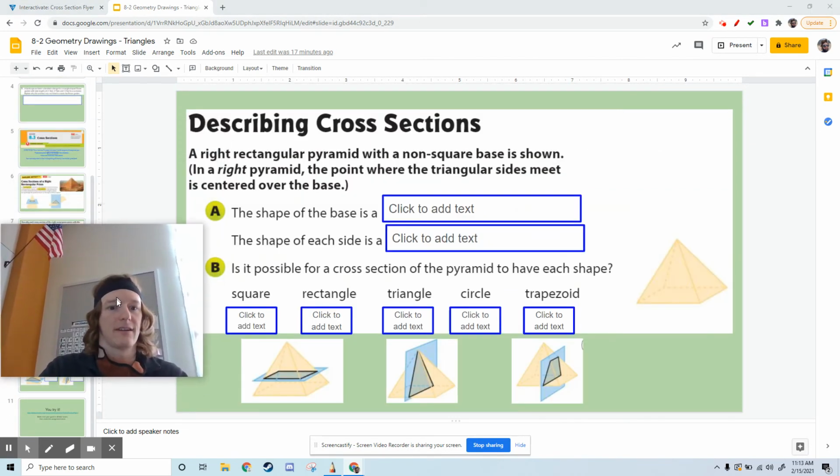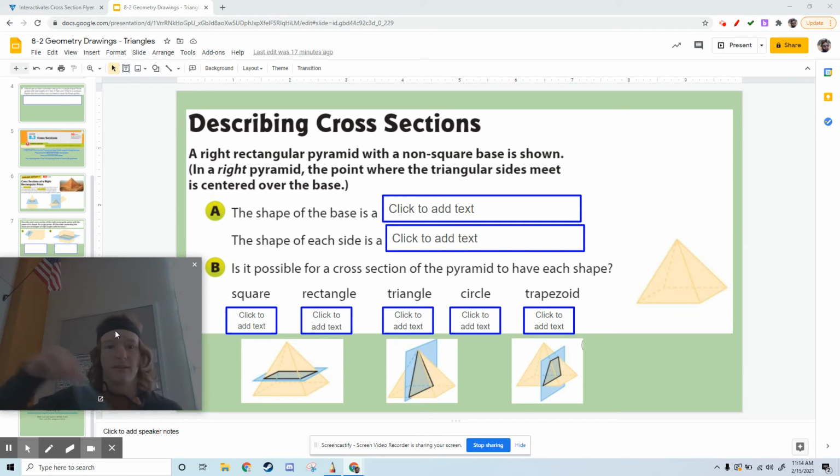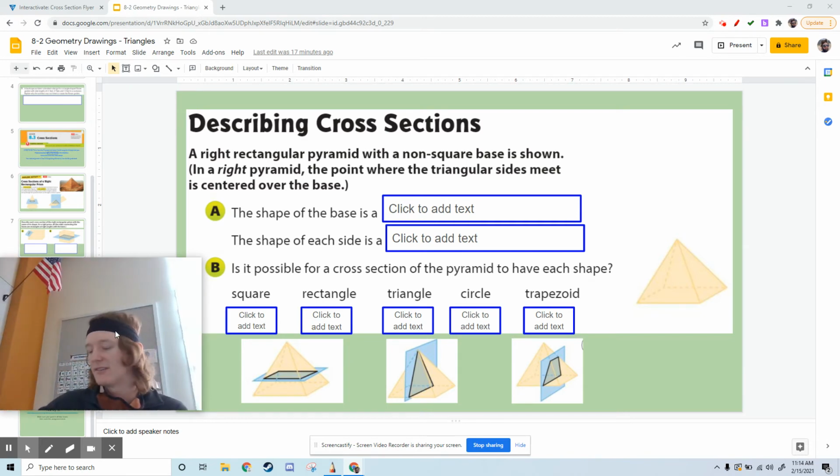We have a pyramid. We have a square pyramid. And we've actually already done this one using the interactive tool a little bit ago. The shape of a base. So in a right rectangular pyramid with a non-square base, we have a rectangle as a base. Here's a rectangle, and it comes up to a point. It's kind of a weird pyramid. We don't really see very many of those. But it's a rectangle base that's not a square.